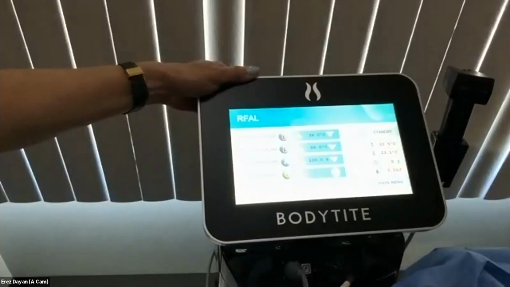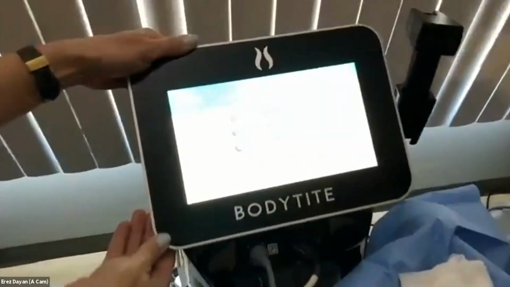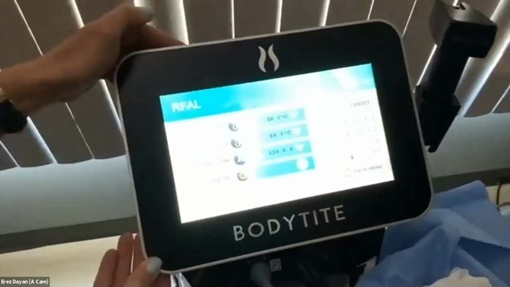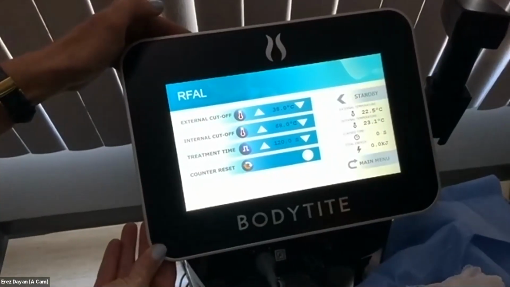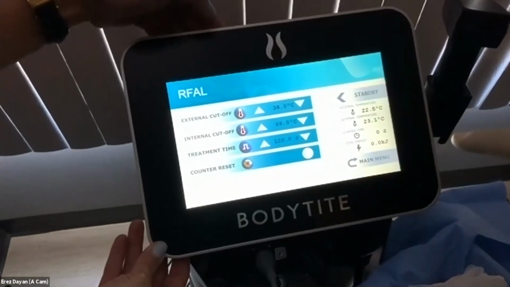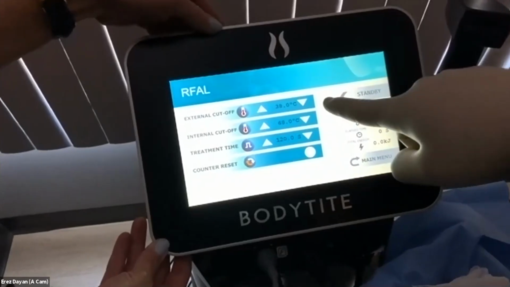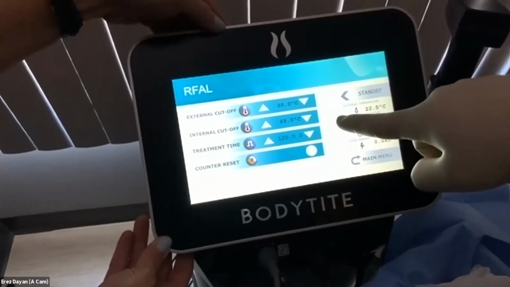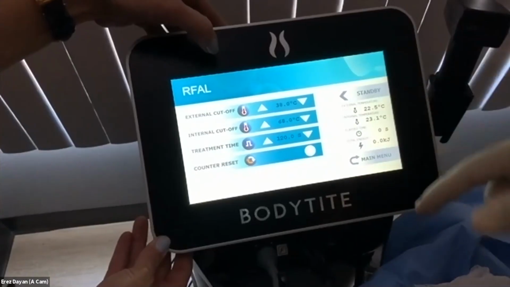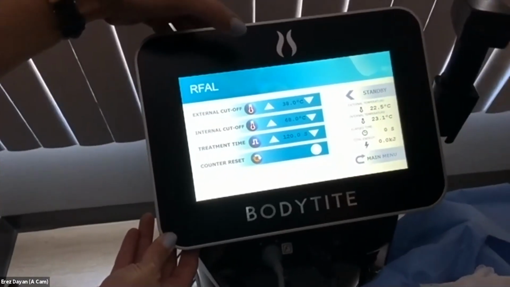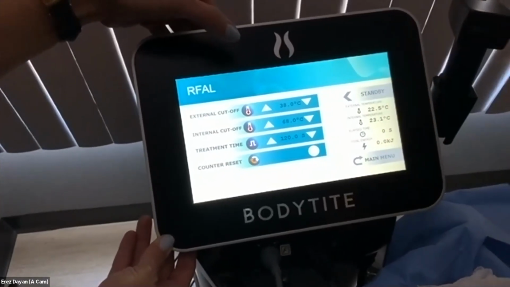11 blade. This is the interface here. You hit the screen there. Yeah, perfect. You guys see the screen there nicely? So a couple things you'll see here. There's an external cutoff temperature and an internal cutoff temperature. Like I said, I usually put that at 38, 68. Sometimes if I want to go a little higher, I'll go 70 internal.